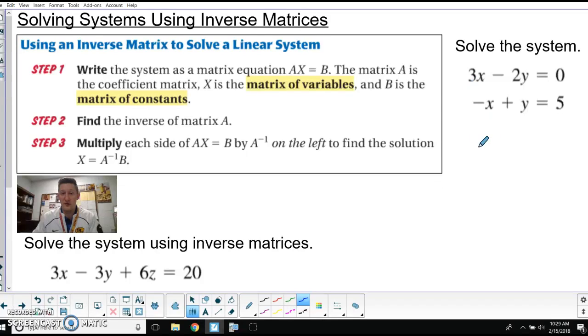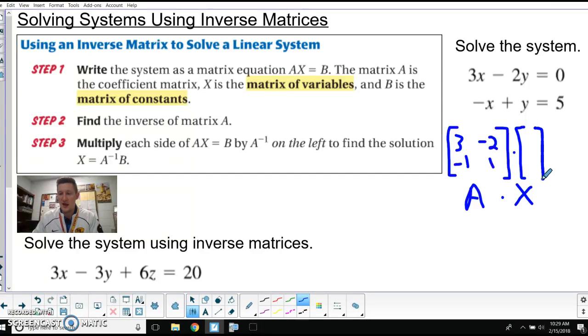So my coefficient matrix, matrix A, will be a 2 by 2 matrix because I've got two equations and two variables. In this matrix, I'm going to put my coefficients 3 and -2 and -1 and +1. That's matrix A. Matrix X is going to be this unknown matrix that I'm going to multiply by. Matrix X is going to be equal to the variables, stacked in a single column. So I have to have a 2 by 1 matrix.